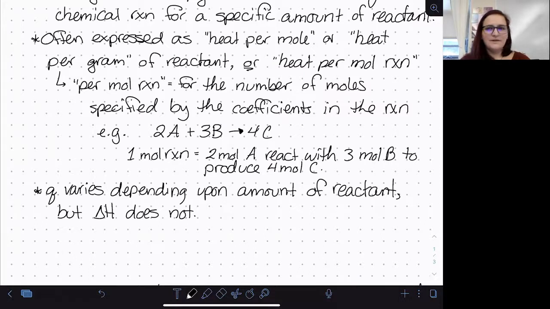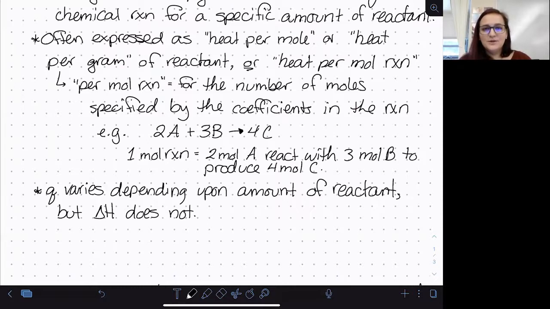So my favorite example for how to think about Q versus delta H is to envision a match on fire and a bonfire on fire. Both of those things are combustion of wood. They are the same chemical reaction. Burning a match and lighting a bonfire are chemically effectively identical. But the difference is in how much material is reacting. A match is a very small amount of wood, so it releases a relatively small amount of heat, compared to a bonfire, which has loads and loads of wood and releases a lot more heat.